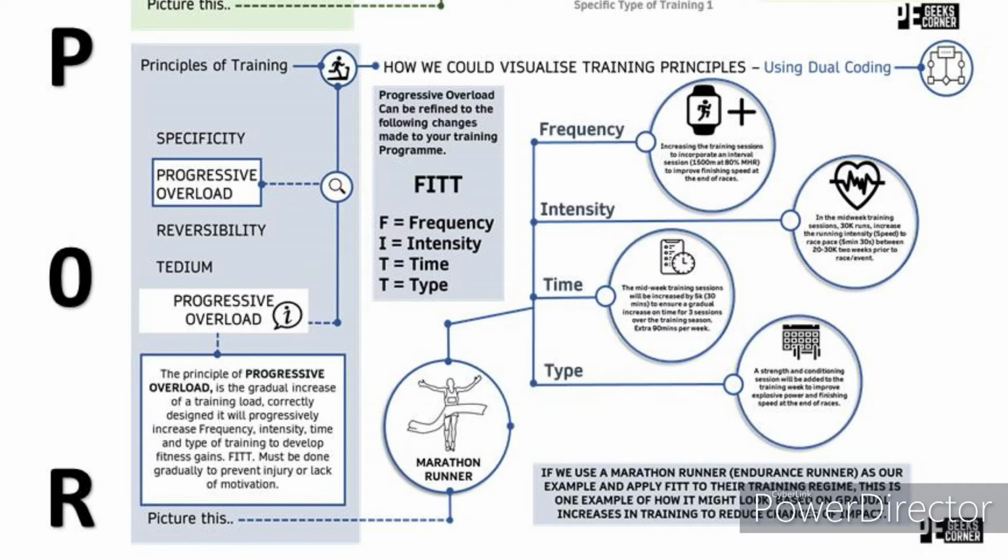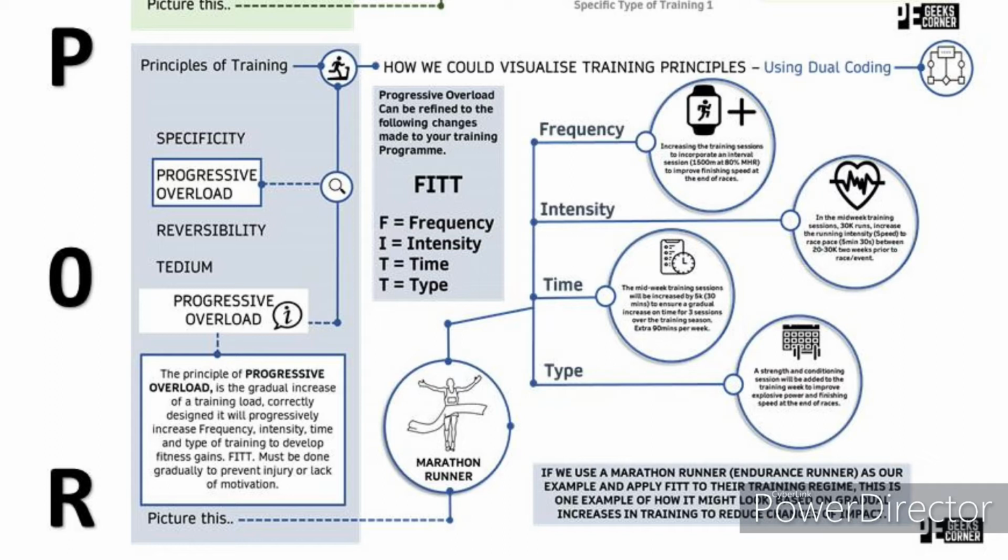Basically, you can make your training more difficult or more rigorous or harder by training more often. That's frequency. So we're going to train more days in a week. In week 1, I might train once a week. Week 2, I might be training twice a week. Week 3, I might be training 3 times a week, and so on.